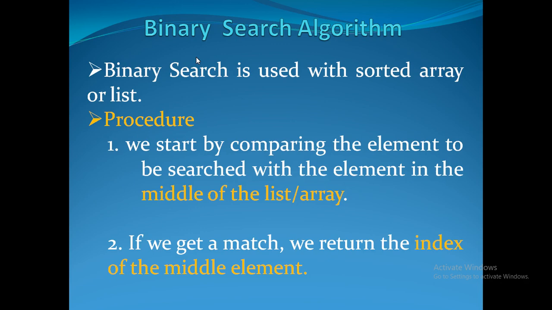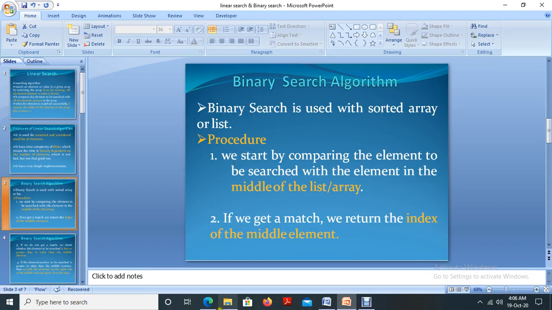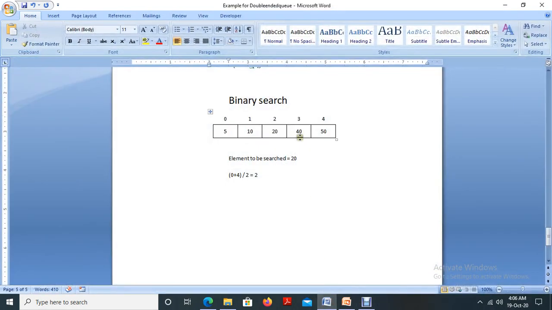The procedure, we can start by comparing the element to be searched with the element in the middle of the list or array. Before discussing the procedure, I just want to discuss how the process is going on in the array. Consider we have a sorted list of elements: 5, 10, 20, 40 and 50. First, I want to search for the element 20 in the array. So the procedure is to find the middle element.